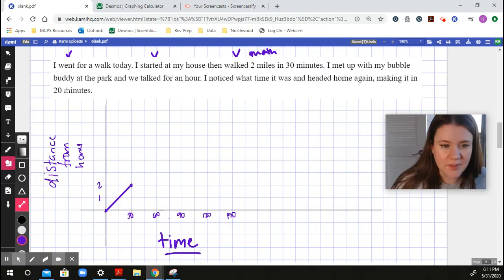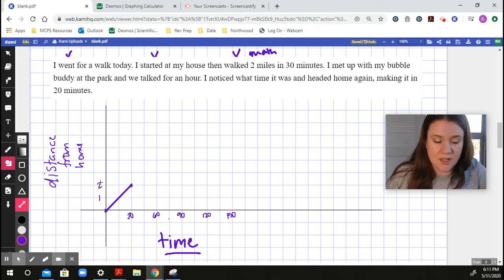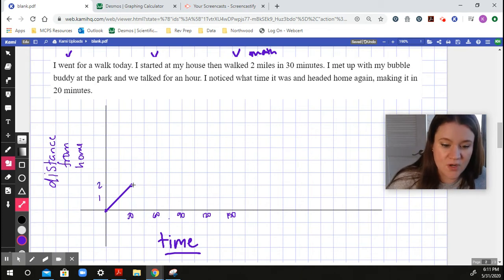I met up with my bubble buddy at the park and we talked for an hour. So am I getting further away from home? No, from the word problem, it looks like I'm just sitting there for an hour. So it's not increasing my distance from home. I'm not getting closer to home. It's just maintaining for 60 minutes, right?